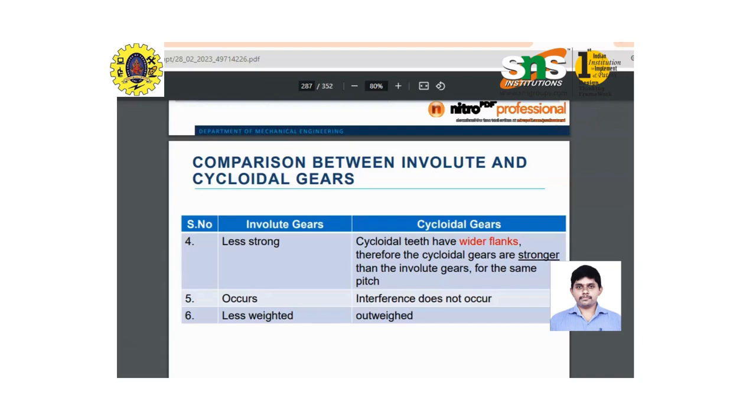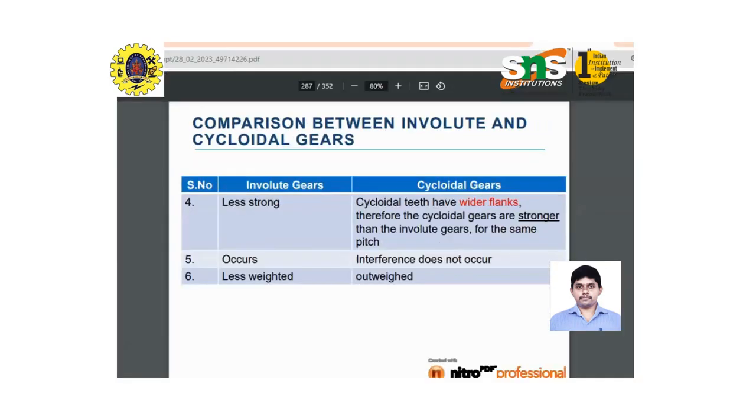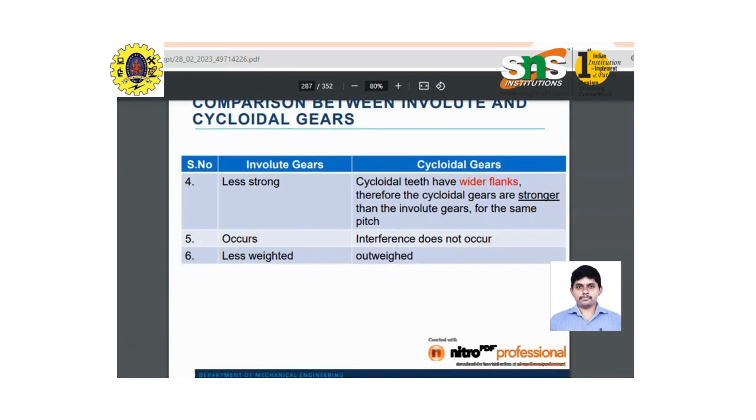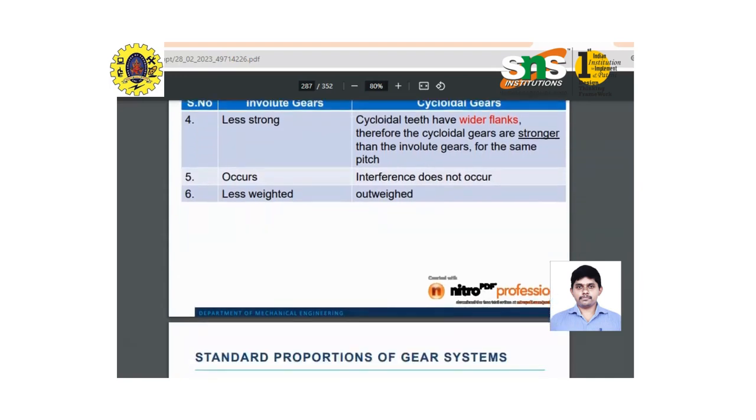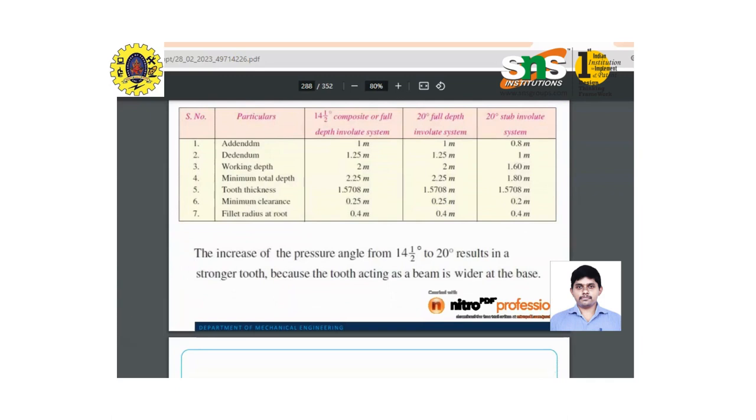Wider flanks are presented in involute gears, and as for interference, there is no interference and less weight, so the interference for the involute gears is 0, but in the other case these values vary. Let me come to the standard proportions.